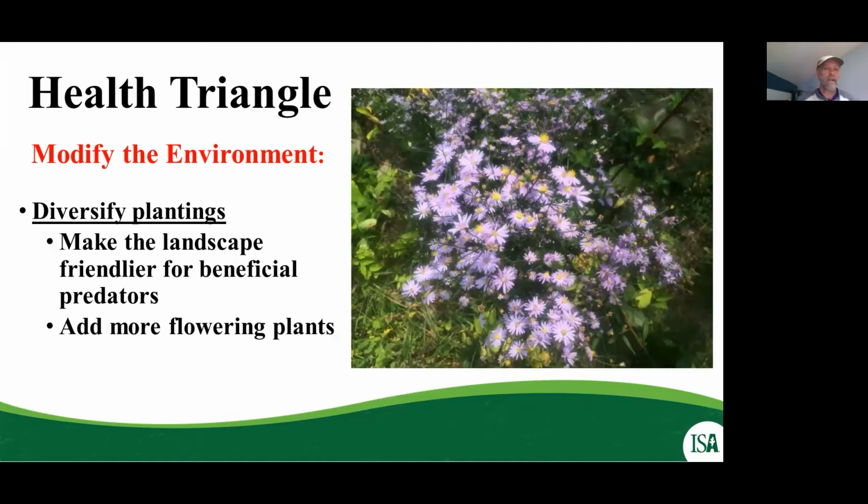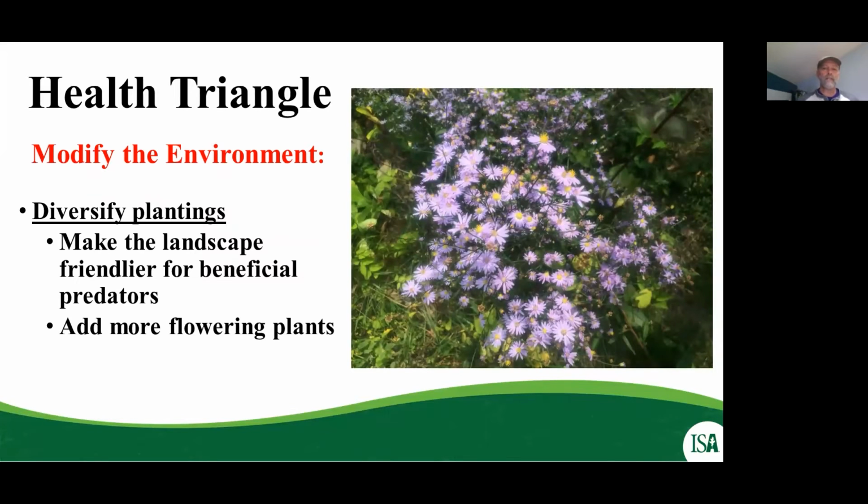Also, a thing we can do in modifying the environment is to diversify the other plantings besides the tree species, is what's going on in the wider landscape. And nowadays the pollinators get most of the attention, which, you know, is a good thing. We all need to have pollinators around for making sure our food crops get pollinated and the food supply is in good shape.